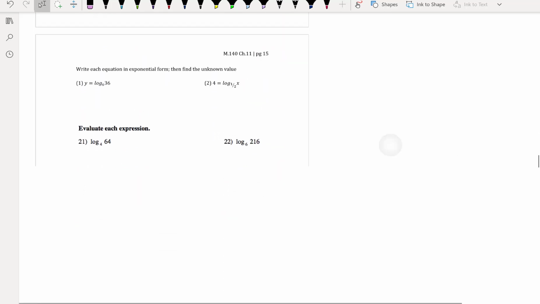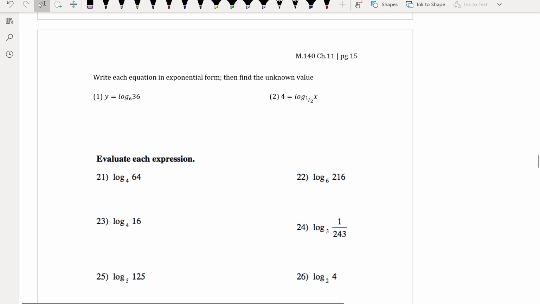Okay. So now it says write the equation in exponential form and then find the unknown value. So not only are we rewriting it, but we're rewriting it and finding a value for it. So let's see. I have 6 to the y is equal to 36. So what power does y have to be for it to be 36?